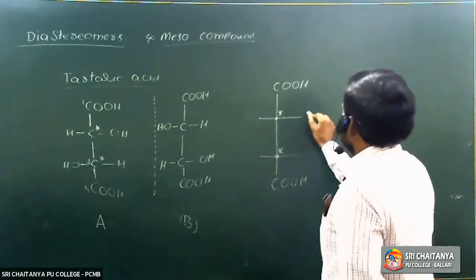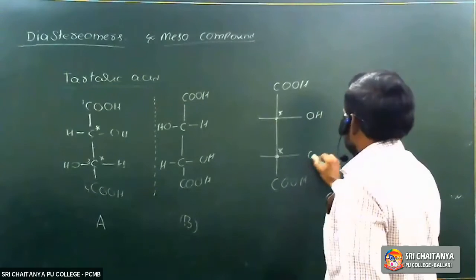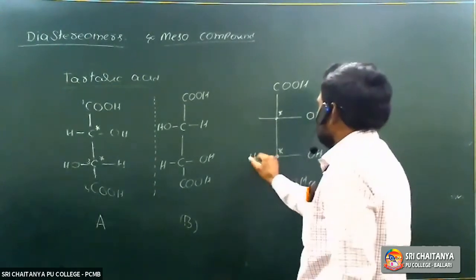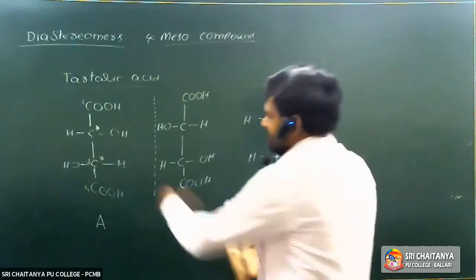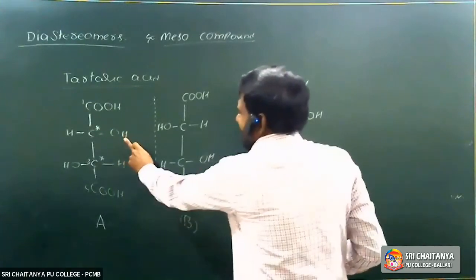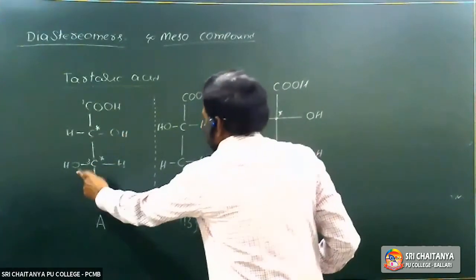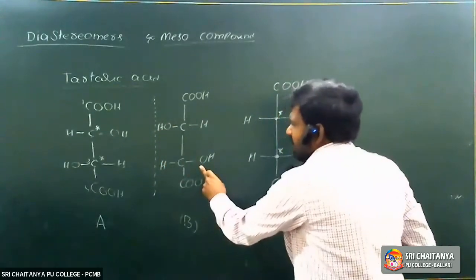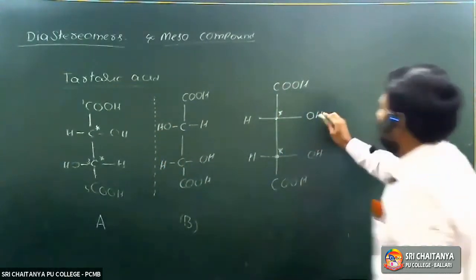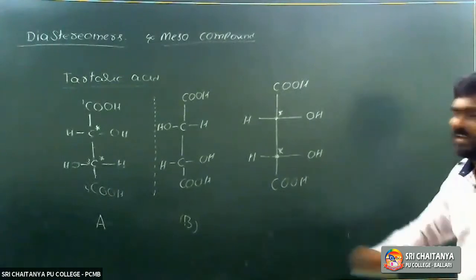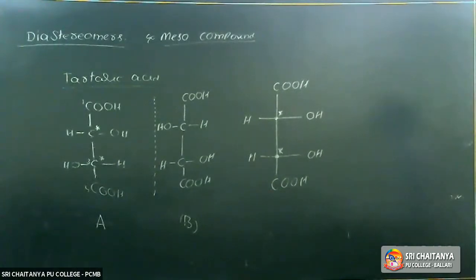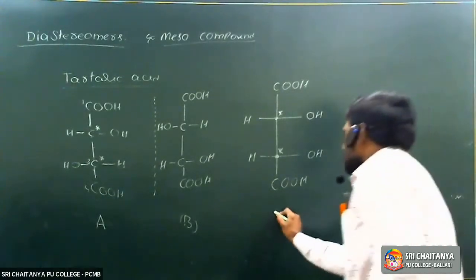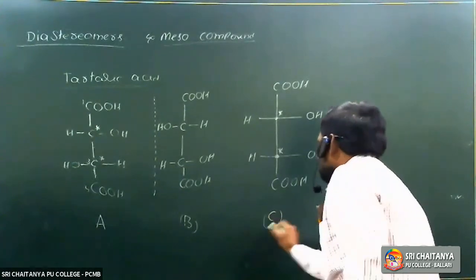Okay, so suppose it is OH, and it is H. This is the first possibility: OH on the right hand side, another OH on the left hand side. Here, OH on the second carbon on the left hand side, on the third carbon OH on the right side. Next, here both the OH groups are on the same side. Let it be the third possibility, that is C.